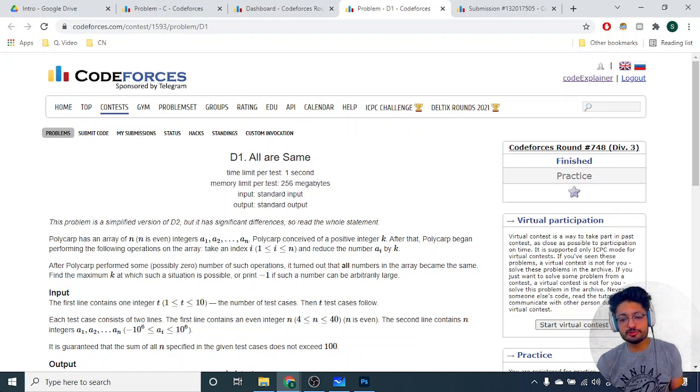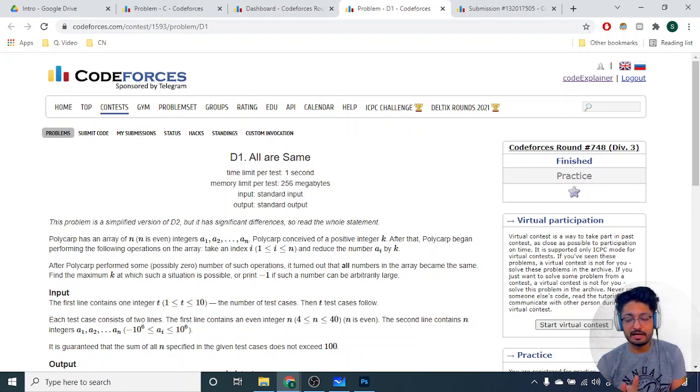And what will be that operation? He will choose any index, any number, and reduce that number by k. So that's the operation. You have an array a, you have to choose some k, and then you can choose an index and subtract k from it. Polycarp can perform this operation any number of times, such that if we do this operation, all the numbers will become equal. So all the numbers should become equal.